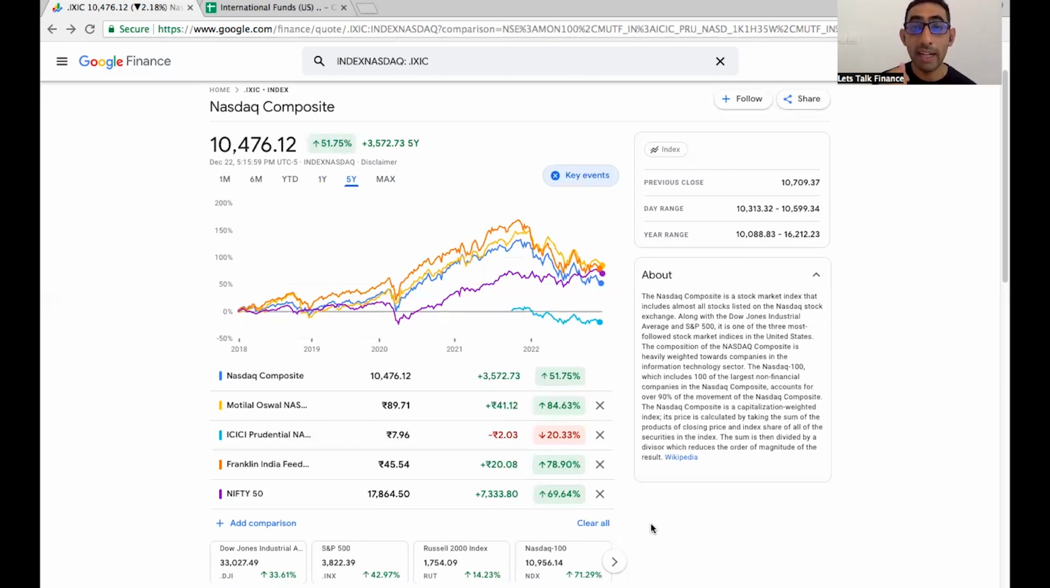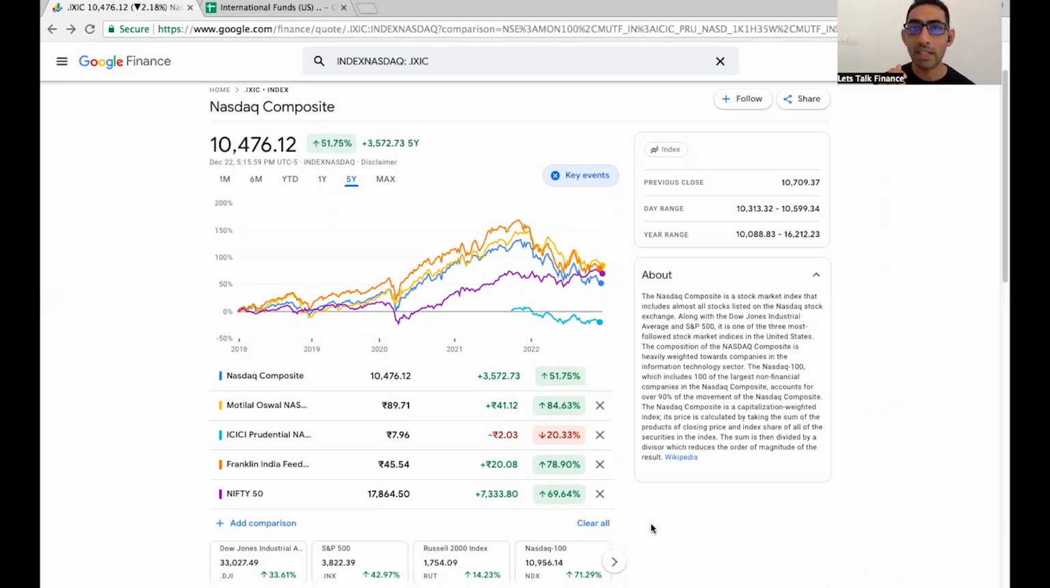Motilal Oswal is up by 84%. It's mirroring Nasdaq composite, but because of currency depreciation, it is giving additional 33% returns, which is just amazing. ICICI Prudential, I'll skip. It's just a 13 months old ETF. Franklin India Feeder is up quite nicely, 78 to 79%.